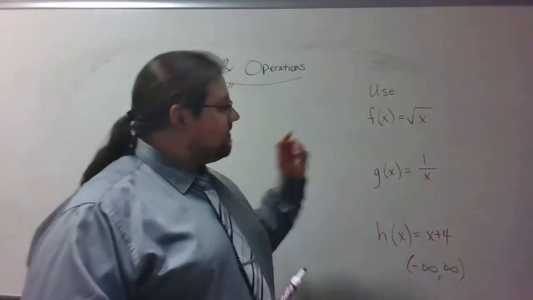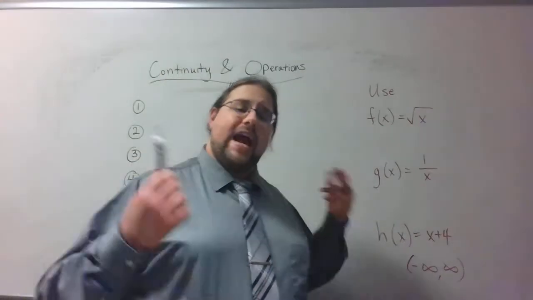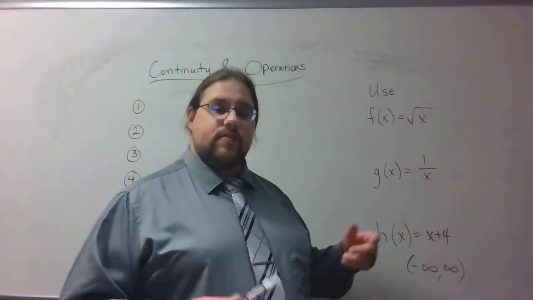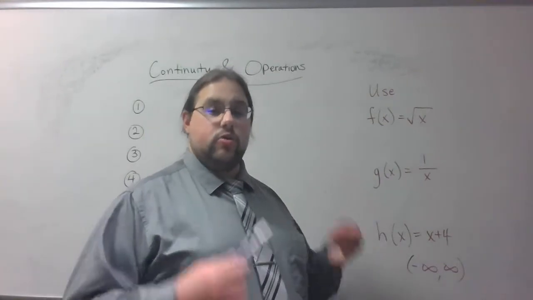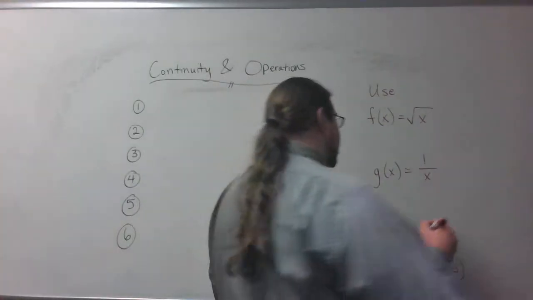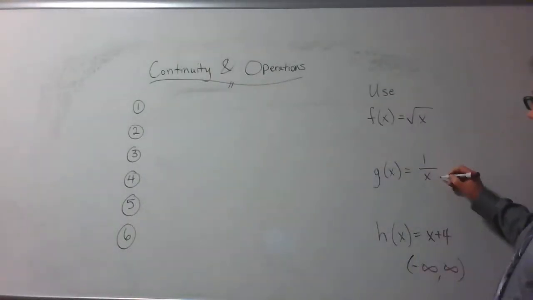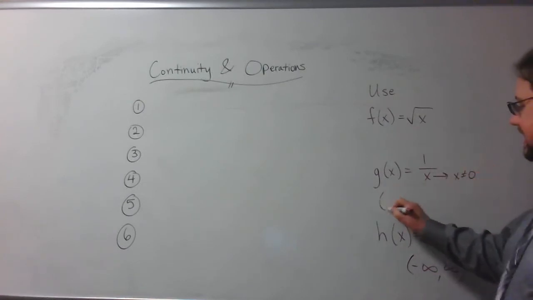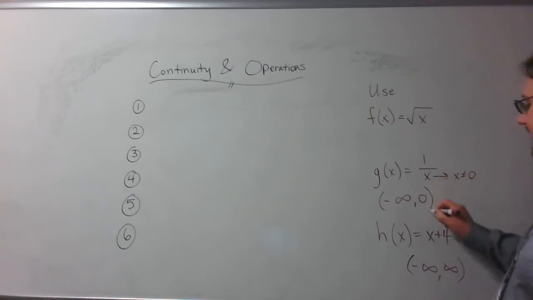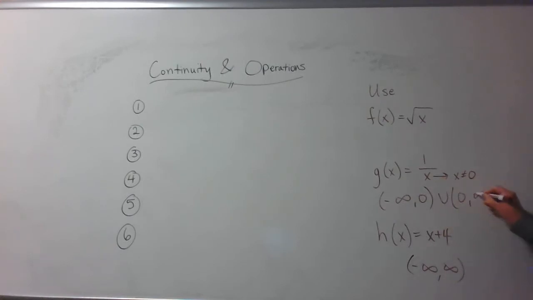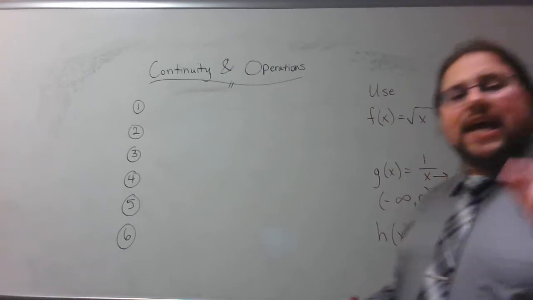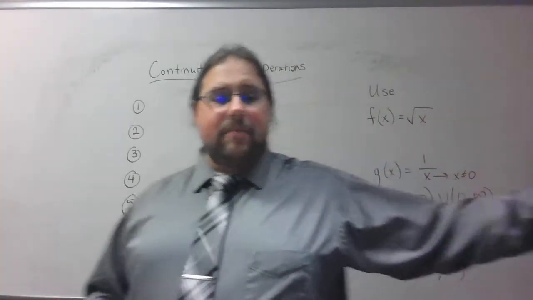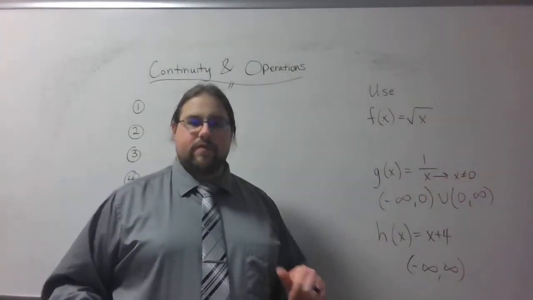Now, g of x is slightly different. That is a rational function. That is one of those functions where you can only use certain places. So what I mean by that is this. 1 over x, you cannot divide by 0, so x can't be 0. So it is continuous between negative infinity and 0 and 0 and positive infinity. Let me repeat that one more time. X can't be 0 because you can't divide by 0, and so I have to exclude it from my interval.